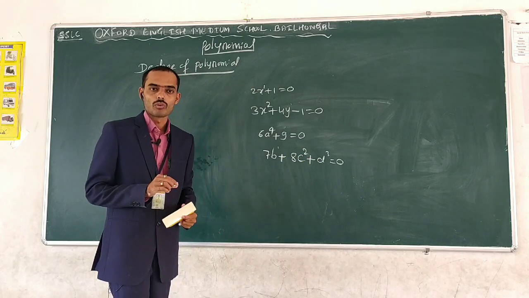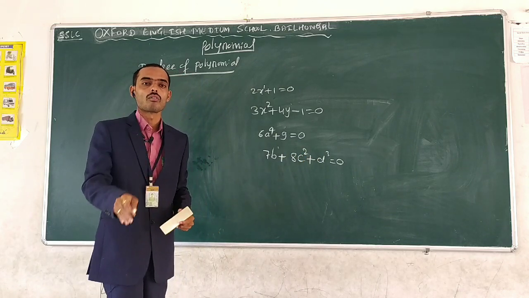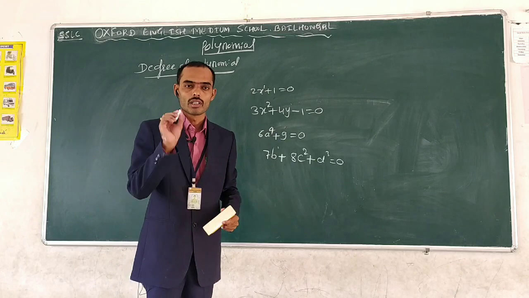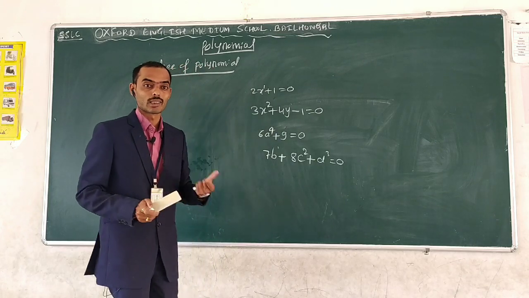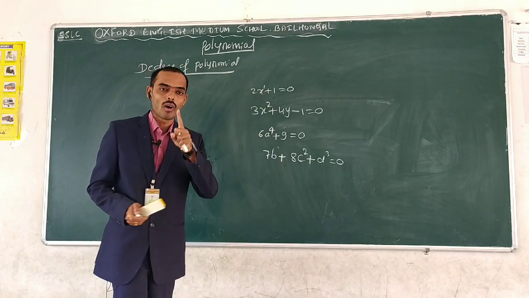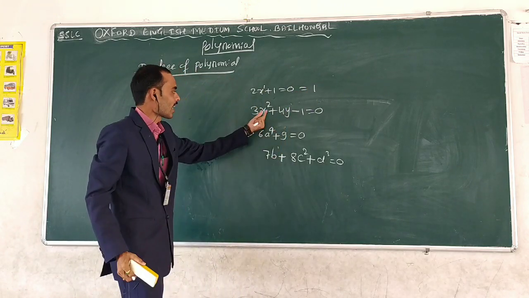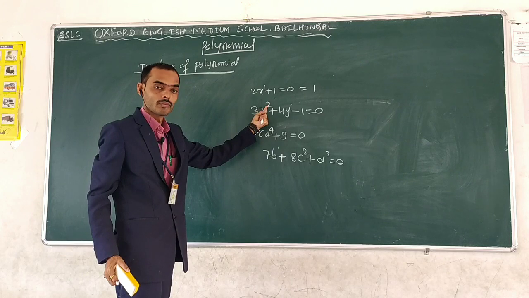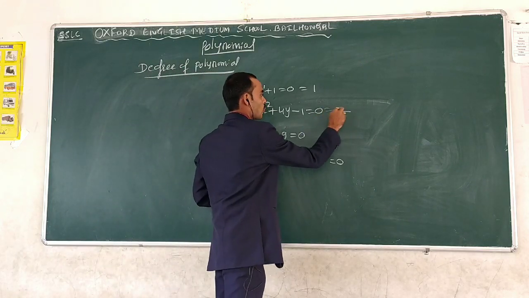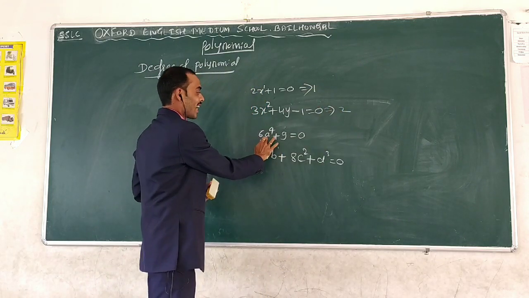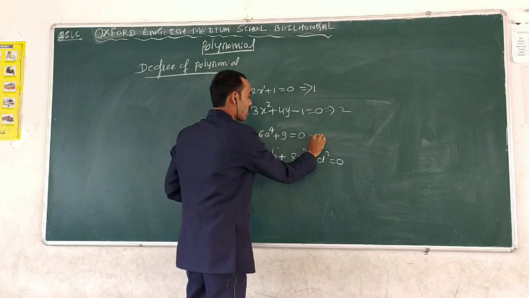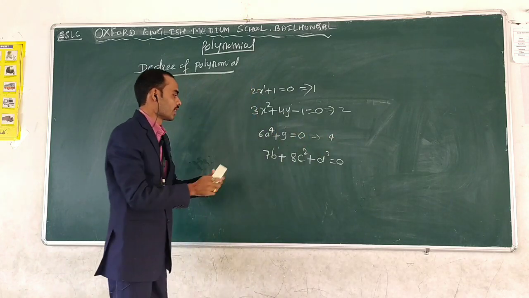So, degree of the polynomial means what? The highest exponent of the polynomial is called the degree of the polynomial. Highest exponent. Here the highest exponent is 1. Therefore, degree of the polynomial is 1. Here the highest exponent is 2. Therefore, degree of the polynomial is 2. Here the highest exponent is 4. Therefore, degree of the polynomial is 4.